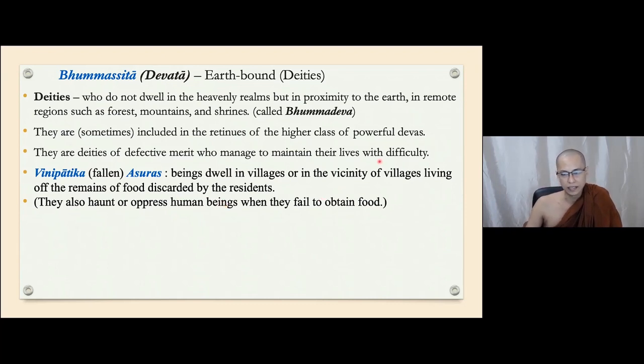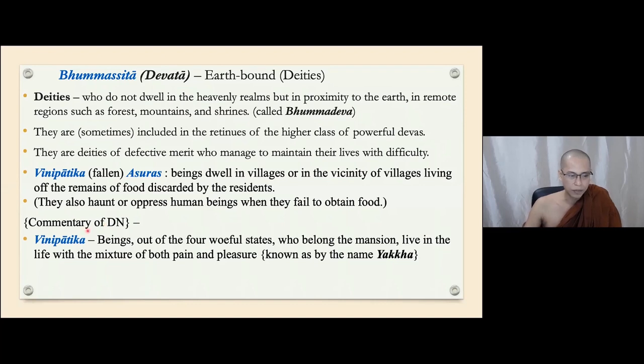As you see, the Deva also sometimes have difficulties, and the Asura are also living around us. Sometimes they can haunt and oppress a human being when they fail to obtain food. If they have difficulty finding food, and they are able to do that, they haunt or oppress the human being and ask for food. That is the work of the Vinipatika Asura. Sometimes maybe it is done by the Deva too, when they have difficulties and ask for food to be offered by human beings, etc.